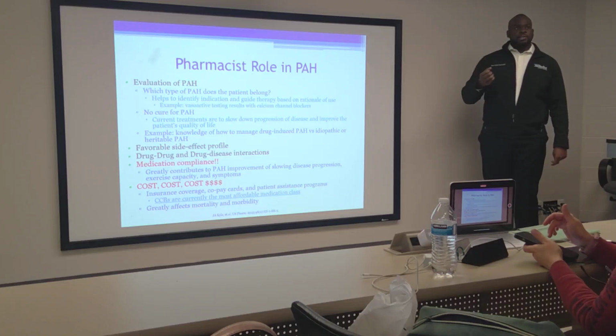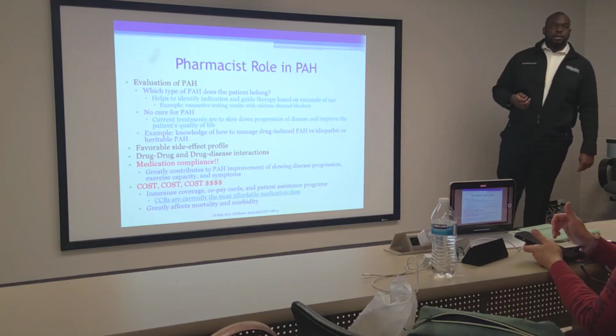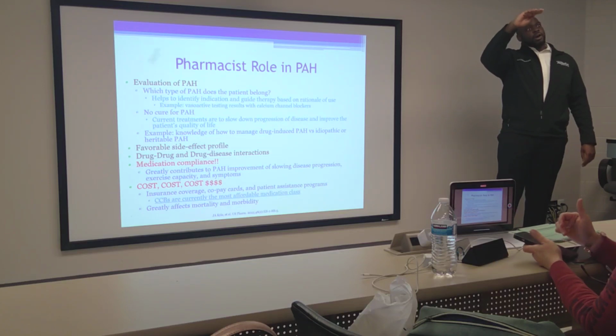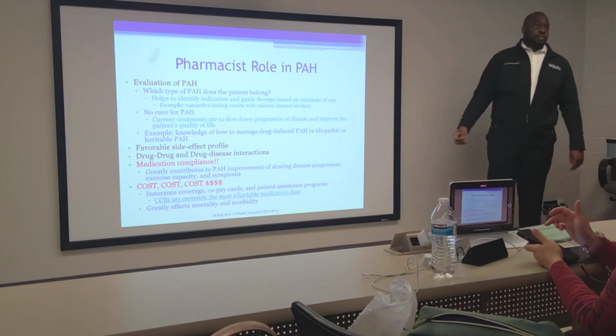What's happening is that the disease starts to progress, so they start seeing more of those symptoms, and then they get bumped down from, let's say, a functional class 2 to 3, then to 4, all because they're not taking their medications. So as pharmacists, compliance is key for them too.